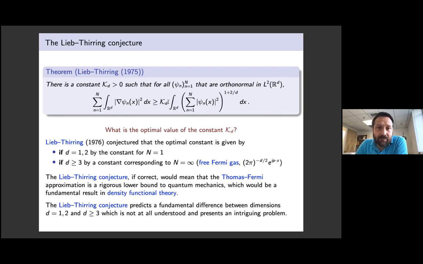Also from a mathematical point of view, I think this conjecture is very interesting, because it shows this difference between dimensions. We're used in many physical problems to expecting different behaviors in dimensions 1 and 2 and in 3 and higher. But I think it's fair to say that here in this Lieb-Thirring problem, nobody really has an idea or even a heuristic understanding of why we should have this sort of repulsion in 1 and 2 dimensions and this attraction in 3 and higher dimensions. So I think this is a very intriguing open problem.